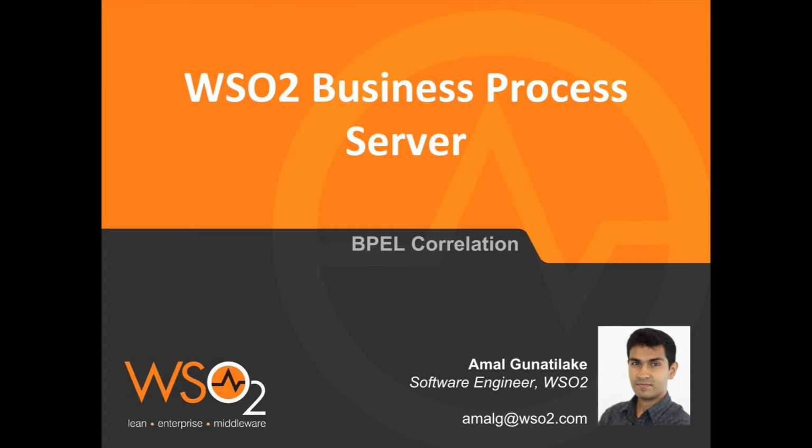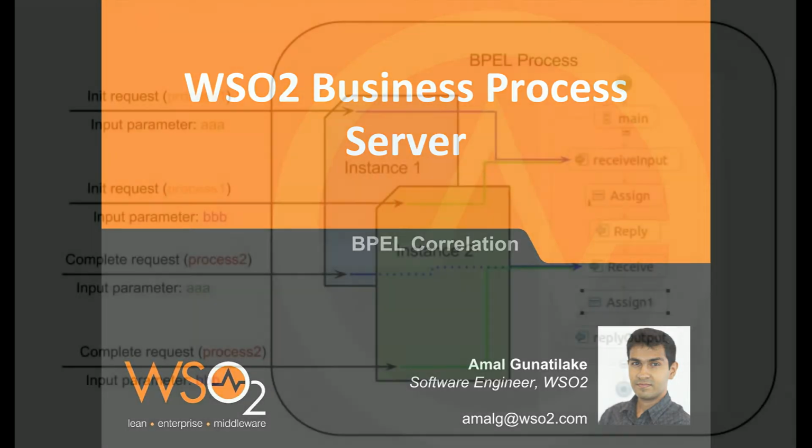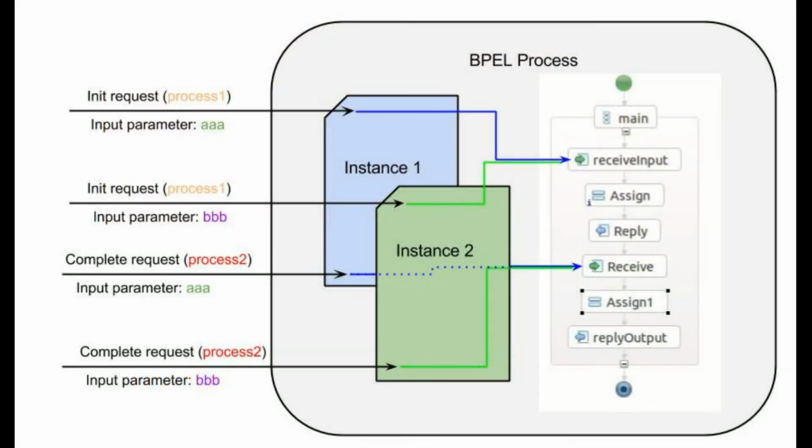First of all, let's have a look at what is correlation. When you have a BPL process, for every request that comes in, there will be an instance to handle the process. In an occasion where you need to relate the request to an existing instance that has been already in the system, we use correlation. In this sample, we are going to have a look at a simple BPL correlation.